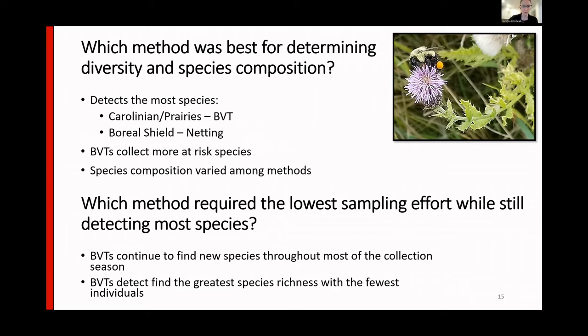So which method required the lowest sampling effort while still detecting the most species? Well, blue vein traps were the only method to continue finding new species throughout most of the collection season. As well, they also found the greatest species richness with the fewest number of individuals based on the rarefaction curves.